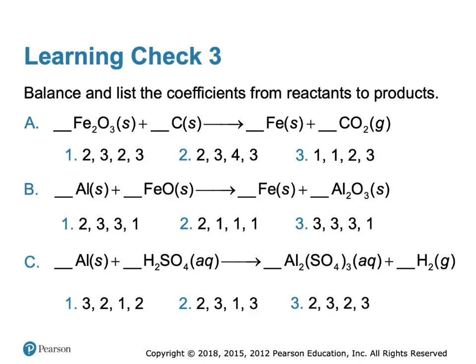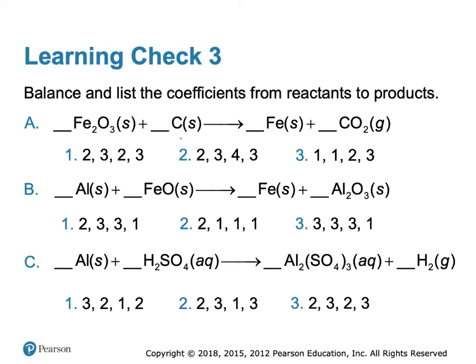All right, so for this final learning check, you're going to balance and list the coefficients from the reactants to products. So pause your video and determine the correct coefficients. Remember, balance all the other atoms first before you deal with hydrogens and oxygens. All right, so let's go through this first one. Carbon is balanced on each side.